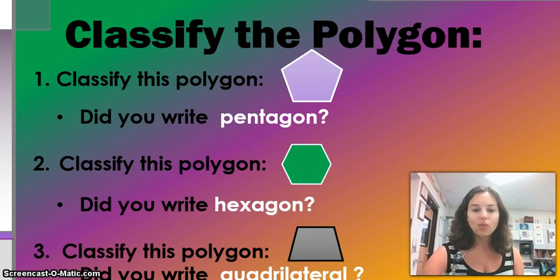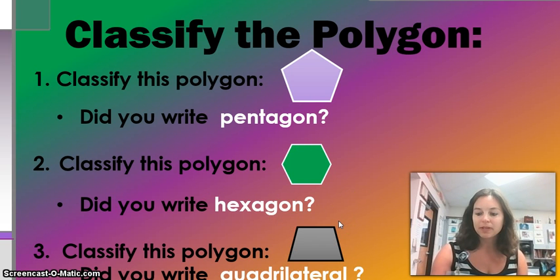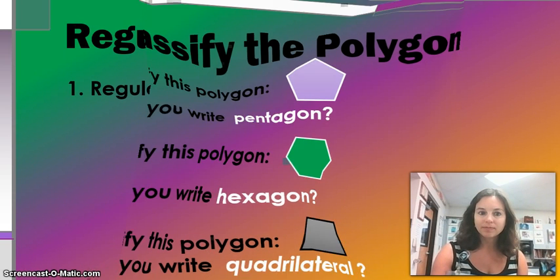This is a quadrilateral. It has 1, 2, 3, 4 sides. It is an irregular quadrilateral because it does not have the same length sides or angles. And this is specifically a quadrilateral called a trapezoid. Let's move on.